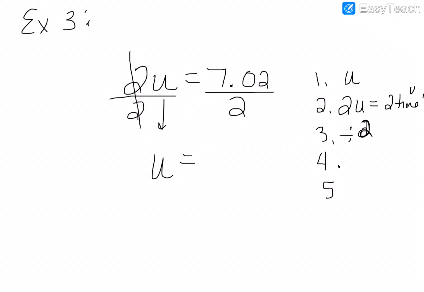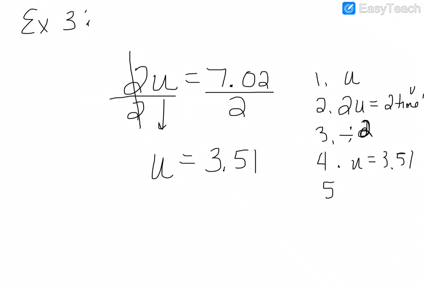And then 7.02 divided by 2, and you can use your calculator. I believe it is 3.50, let's see, 3.51. So that's what we say u is. U is 3.51. And now we're going to check.